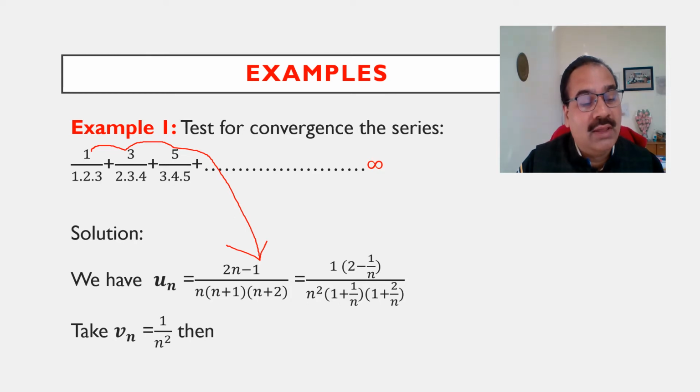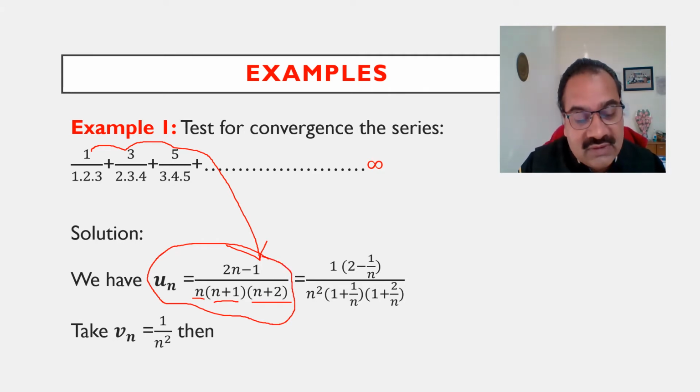Similarly, here 1, 2, 3 means n. Then 2, 3, 4 means you can write n plus 1, and 3, 4, 5 means you can write n plus 2. So this is the un. First of all, students, you have to learn how to write the un. This is very important; you do your practice, and only practice makes you perfect. So practice is always required for you.